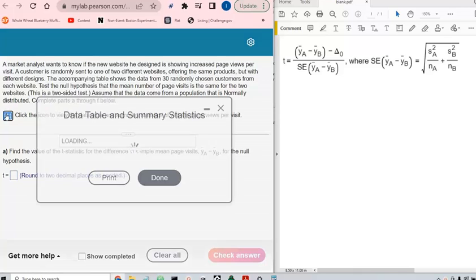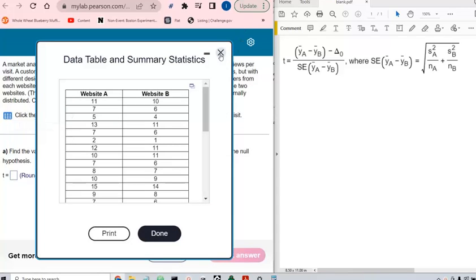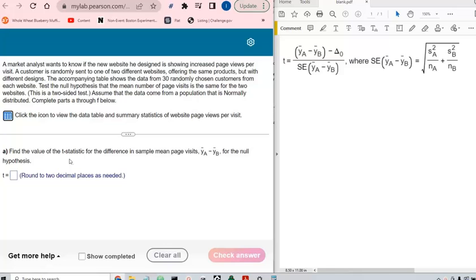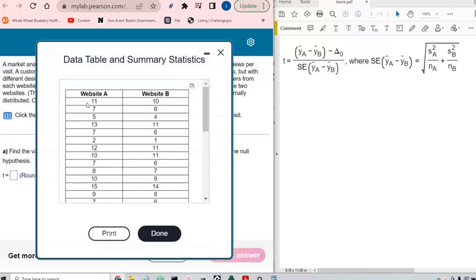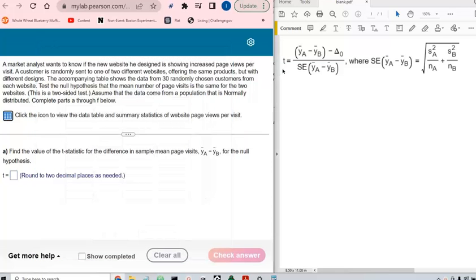Okay, so we have a data set, and we're asked to calculate the test statistic for the differences in the sample means. So we have two columns of data, website A, website B. Each column can have its own mean, each column can have its own standard deviation. And since it looks like they're two different websites, the test statistic we need is this one, where we're calculating the difference between two independent means.